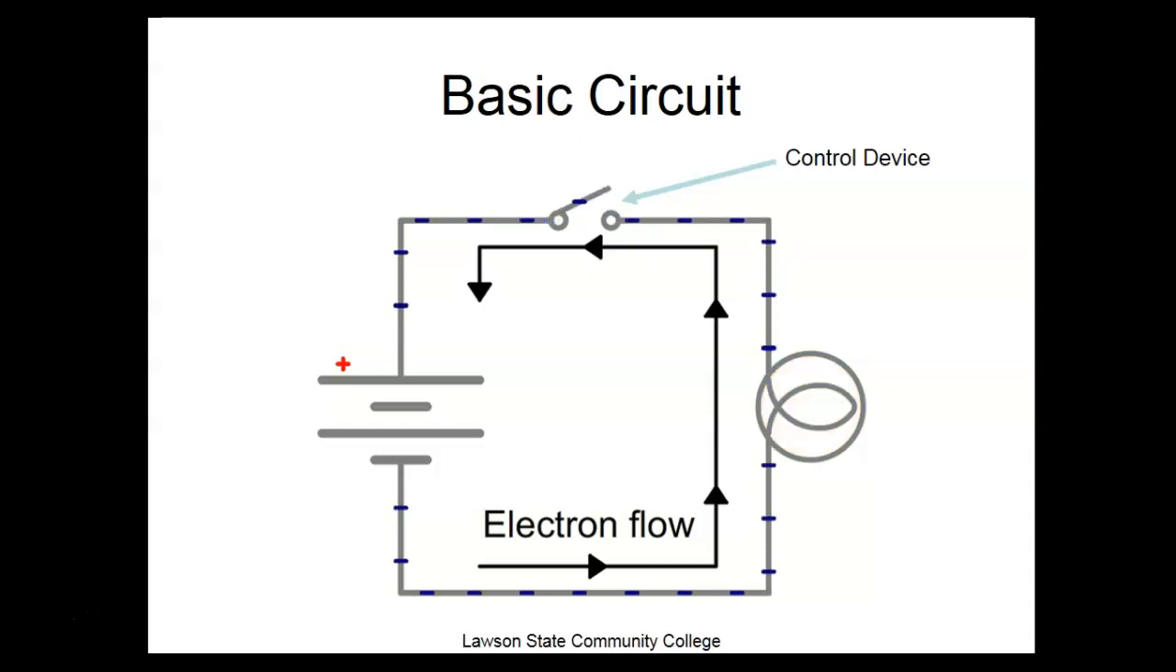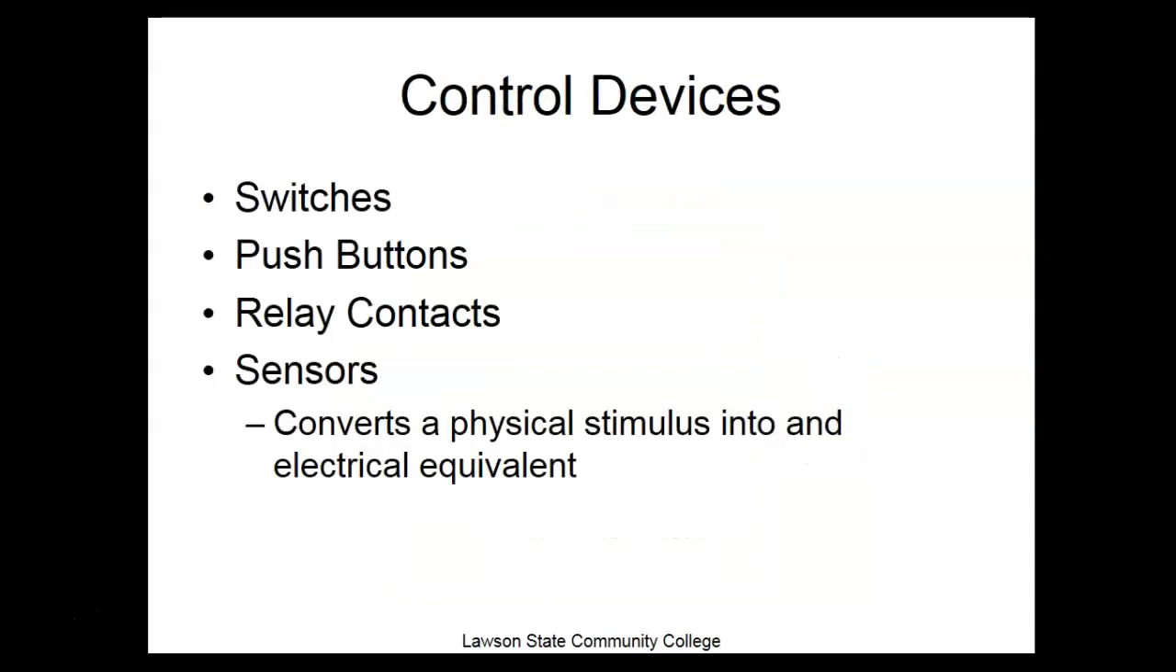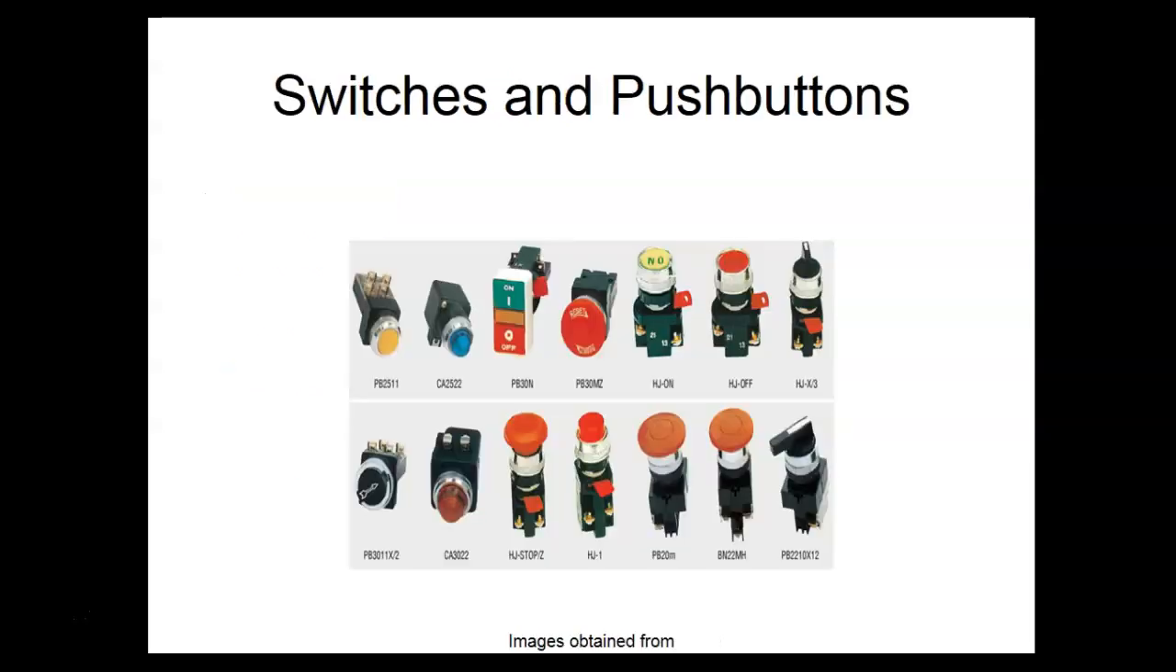And this is where we'll get into what we call sensors a little bit in this class, and the different types of sensors, that's electrical sensors, that we have available to us. So switches, push buttons, relay contacts, and of course sensors. And electrical sensors do the same thing that your senses do, and that's to convert a physical stimulus into some type of electrical equivalent so your brain can process it.